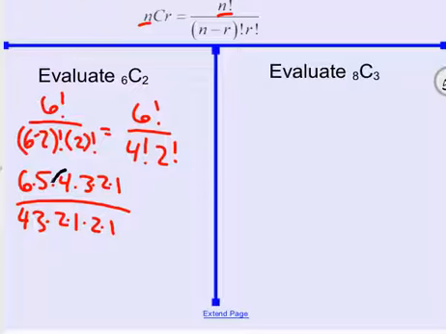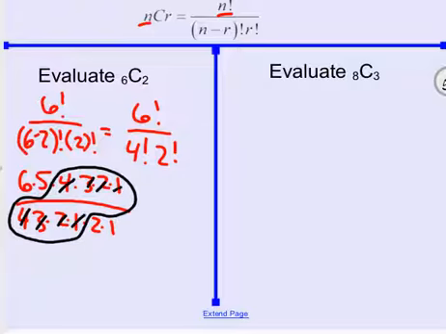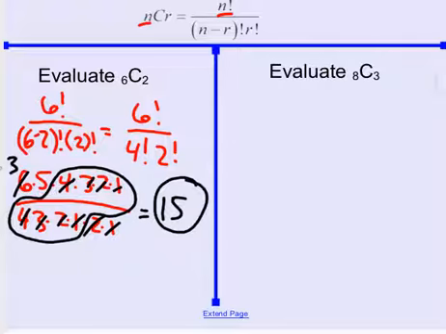My handy dandy marker here tells me 4 divided by 4 is 1. 3 divided by 3 is 1. 2 divided by 2 is 1. Ones don't matter, all right? So all those cancel. This one cancels. This 2, I would take 6 divided by 2 is 3. So 3 times 5 is 15. That's all you're doing. Now it's very similar to what we were doing before.